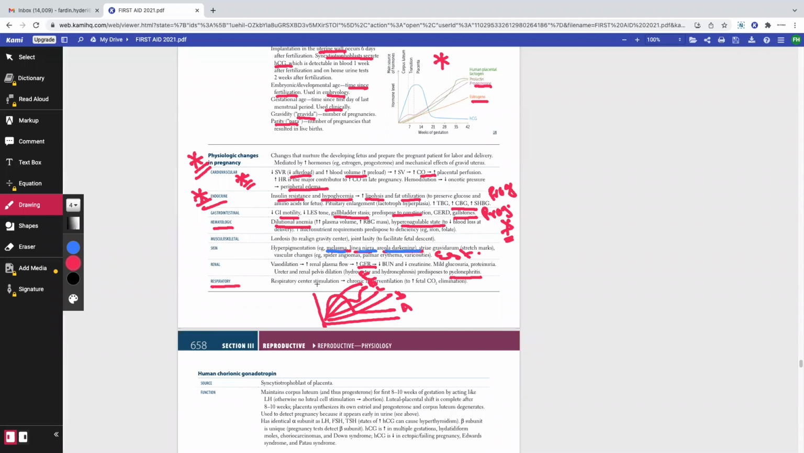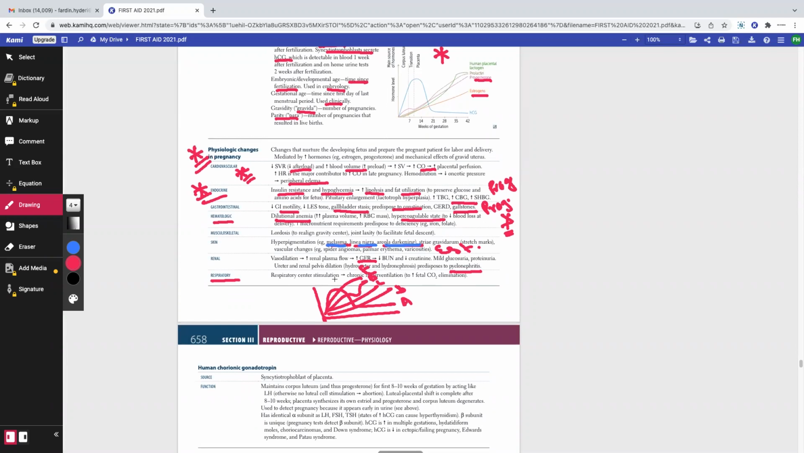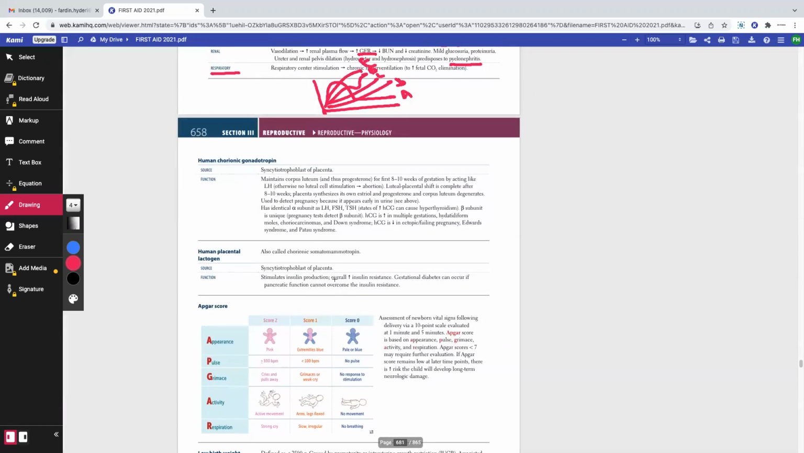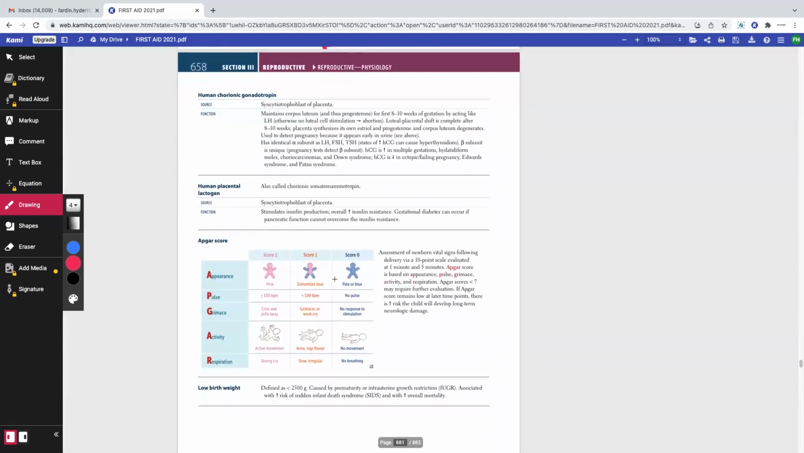Respiratory, you have respiratory center stimulation. For example, we have hyperventilation that happens in pregnancy because it makes sense, right? Because the mother is not only trying to get rid of her carbon dioxide, the mother is also trying to get rid of the fetus's carbon dioxide. So do you think that the lungs should work more or work less to get rid of the carbon dioxide? The answer is the lungs should work more. Yes, very good. Okay. Now let's move on to another hormone, that is HCG.